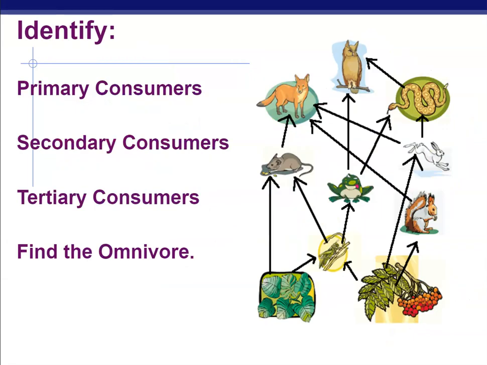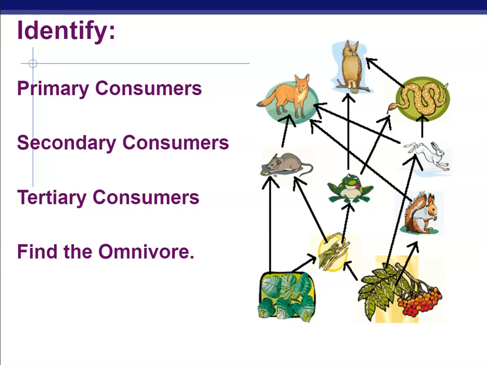Here's a simplified version of a food web. Again, pause and see if you can identify primary consumers, secondary consumers, tertiary consumers. And then I want you to see if you can find the omnivore, the one that's eating both plants and animals.